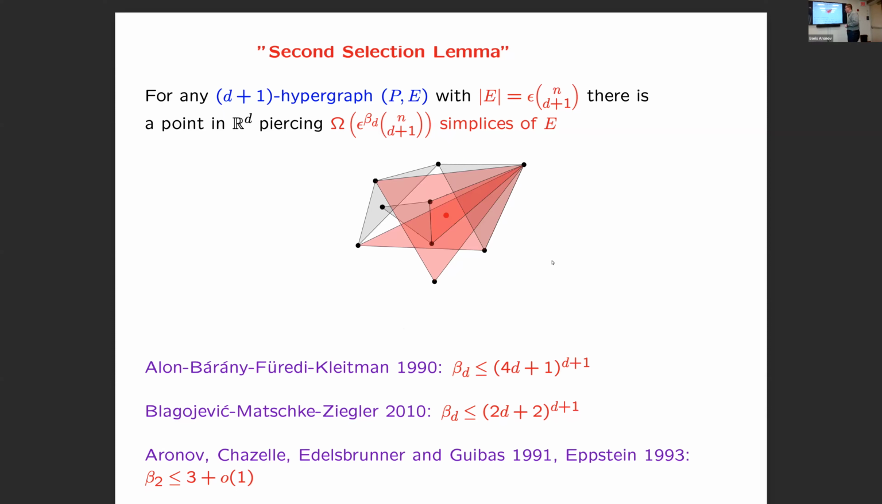So we have an exponent arbitrarily close to 3.